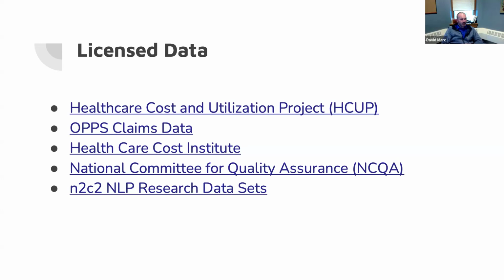OPPS claims data is data on the outpatient prospective payment system. It includes diagnostic data, provider information, procedural information, and cost data that's included at an organizational level. You have the Healthcare Cost Institute, you have the NCQA data, and then lastly, as an example, is N2C2. It's a natural language processing research data set that, through a data use agreement, you can gain access to. They're fully de-identified clinical notes that can be used for research and training purposes.